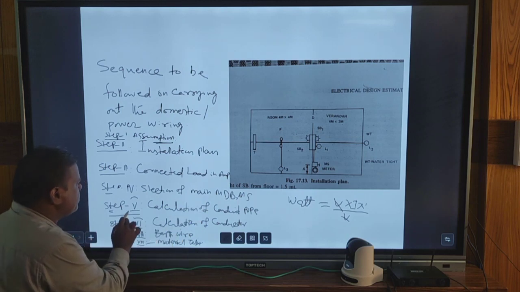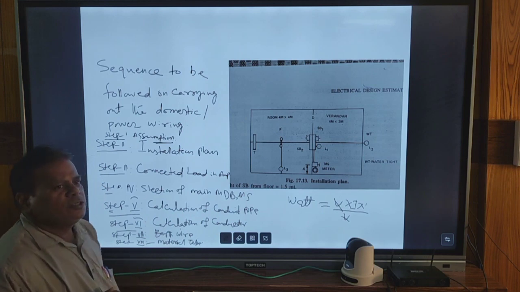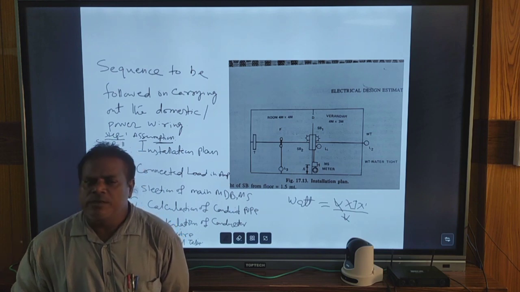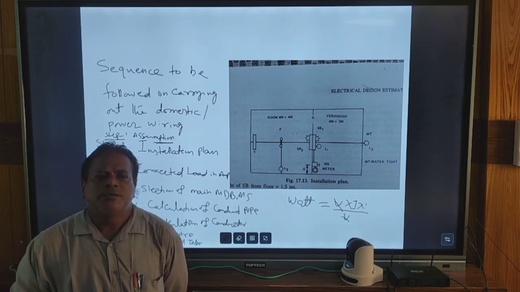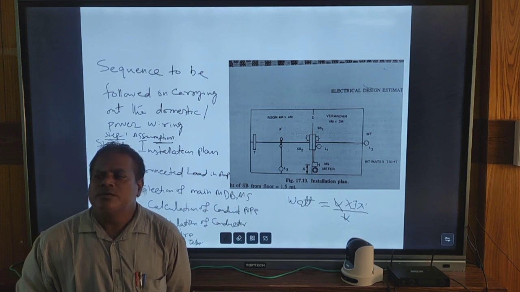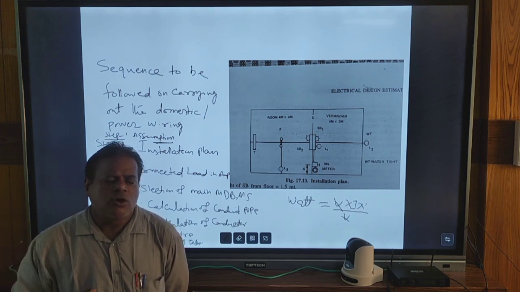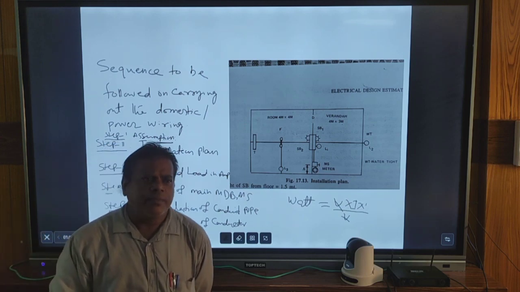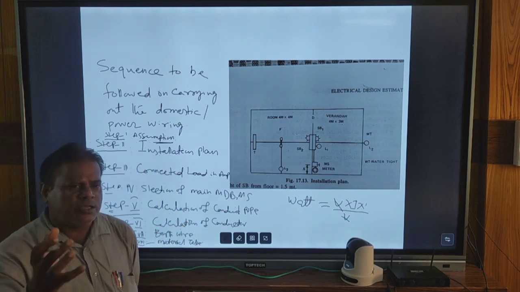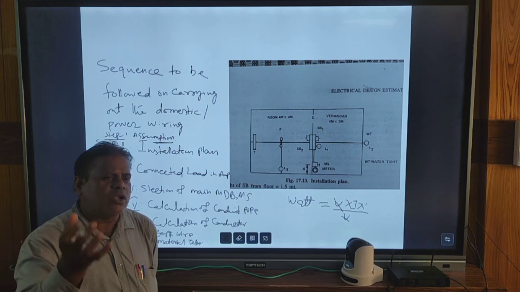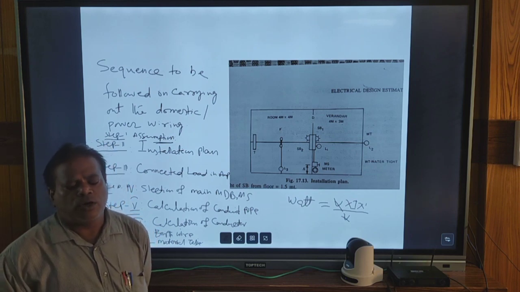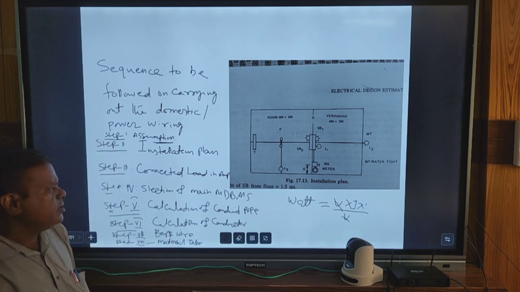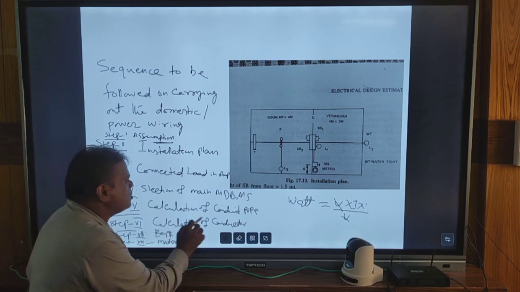And step 5 is calculation of conduit pipe. So if we take the wiring for casing capping, or lead sheath wiring, or conduit wiring. Conduit is again divided into concealed type of wiring or surface wiring. So by that way, what type of wiring we will select, or as given in the problem, we will have to calculate in that way. Suppose we choose the surface conduit wiring. So for surface conduit wiring, we will have to do the calculation for the conduit pipe.